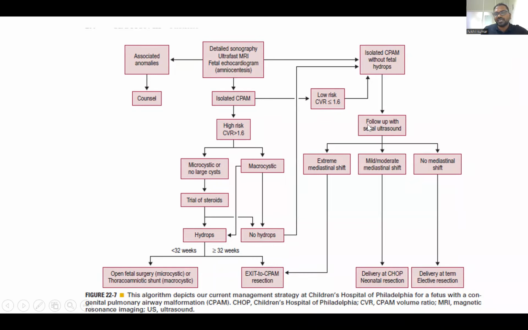So basically, this chart is showing that we have 3 prenatal management options for the CPAM. One is the steroid trial, another is open fetal surgery, and another is the thoracoamniotic shunt. That depends on the lesion and also on the gestational age. If it is less than 32 weeks with hydrops, we can go for open fetal surgery and thoracoamniocentesis. And if no hydrops is there and the age is more than 32 weeks, we can go for the EXIT.